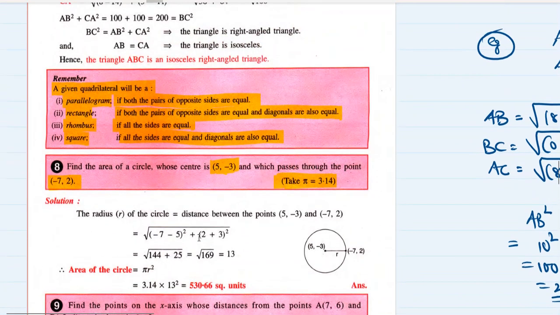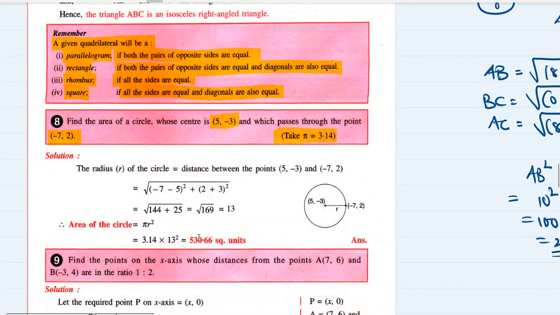Next is question number 9. Find the points on x-axis whose distance from the points A and B are in the ratio 1:2. Again, remember that you have to find points, coordinates of the points. So there can be more than one point. So there are 2 points. Let's consider on the x-axis. There are 2 points on x-axis.